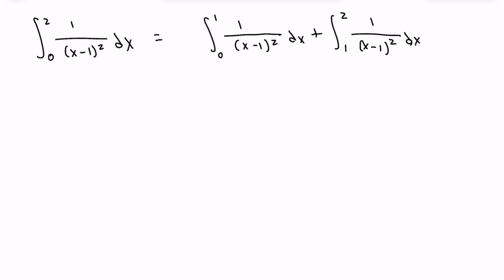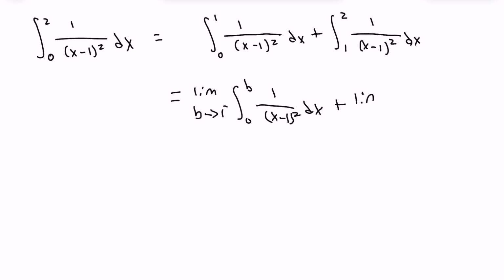So now that we broke up the integral, we can write it using the limit definition. So we have the limit as b approaches 1 from the left of the integral from 0 to b of the function 1 over (x minus 1) squared with respect to x. And then we can add this to the limit, and then pick a new variable, so c goes to 1 from the right, from c to 2, of 1 over (x minus 1) squared with respect to x.